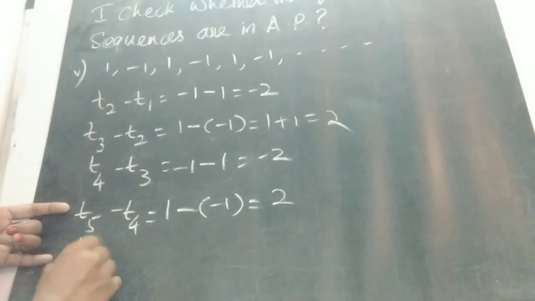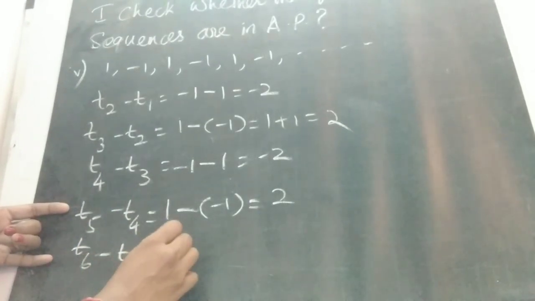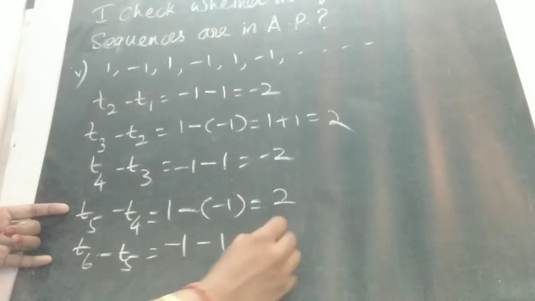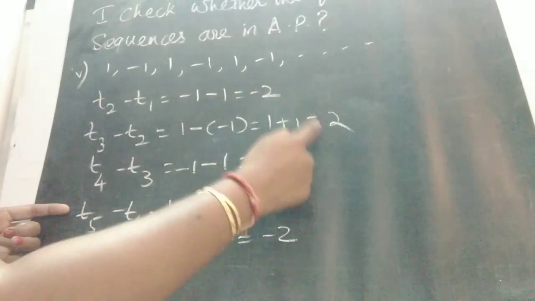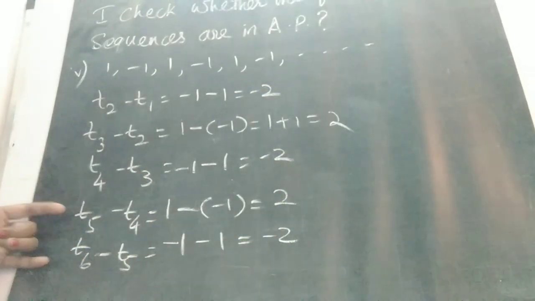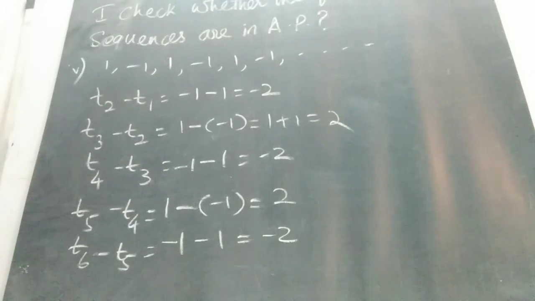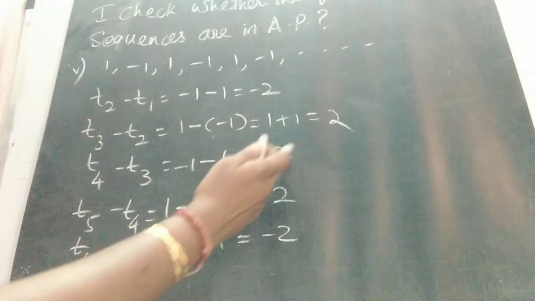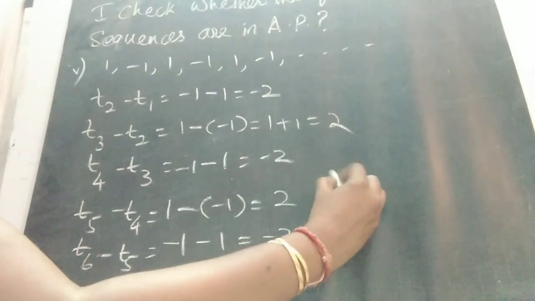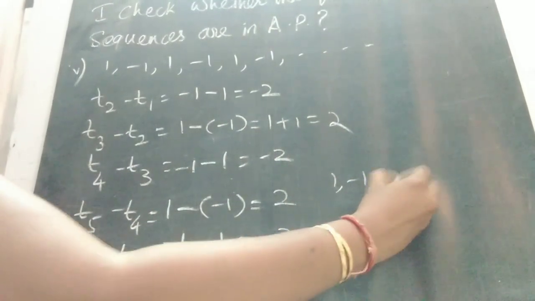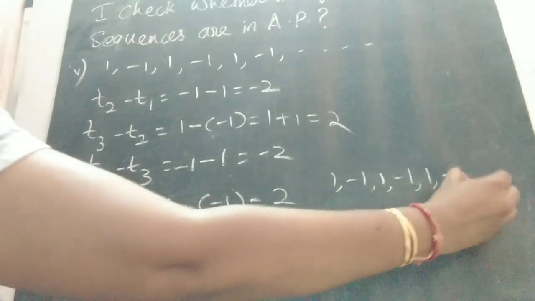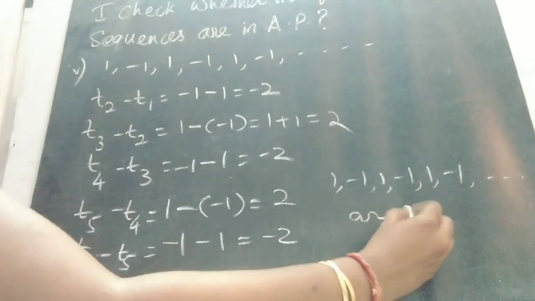Again T6 minus T5. Your T6 is again minus 1. Minus 1 minus 1 is minus 2. So you have alternating minus 2, 2, minus 2, 2, minus 2, 2. But the difference is not the same. So what can you say? Since the difference is not the same, it is not an AP. That is, this sequence of minus 1, 1, minus 1, 1, minus 1, 1 is not in AP.